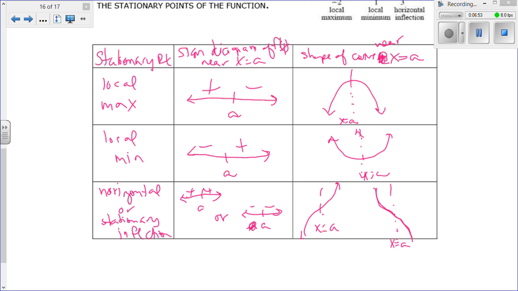Okay, this is constantly increasing, the first one, and I'm going to change the shape of my curve. And here I'm constantly decreasing, but I'm changing my shape. So that's negative to negative. So that's a point of inflection, not a minimum or a maximum.